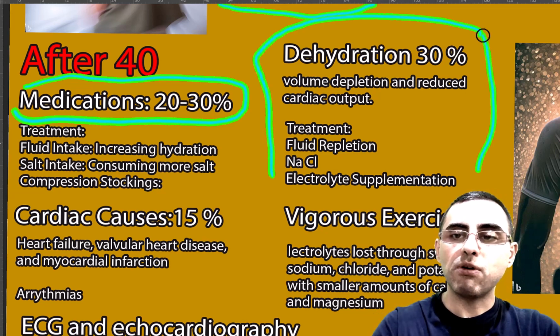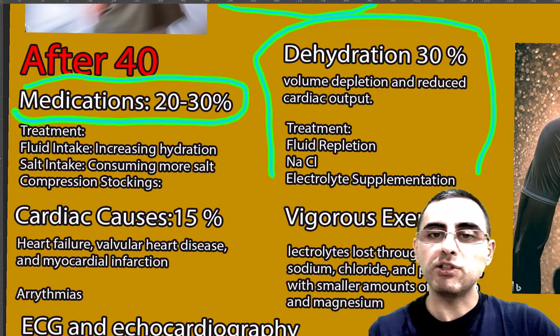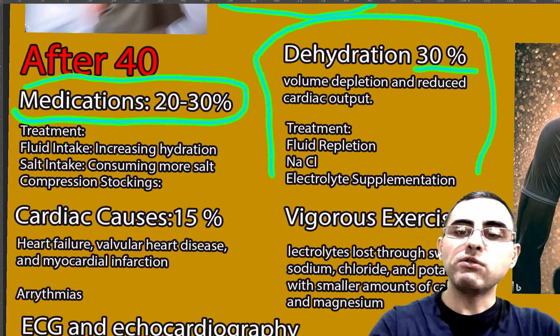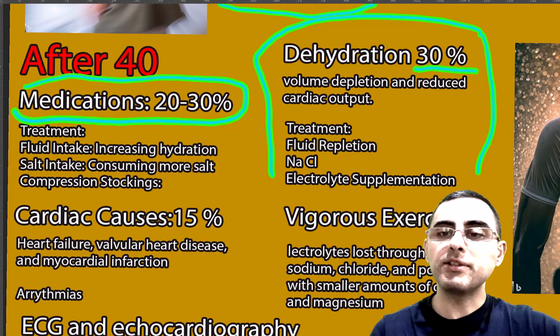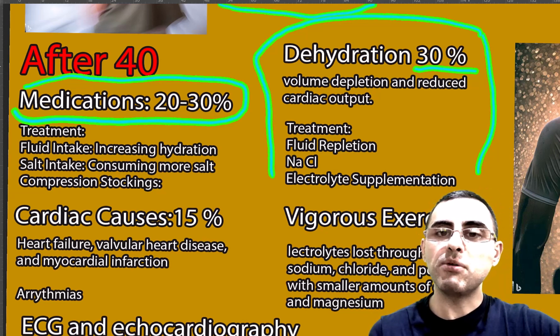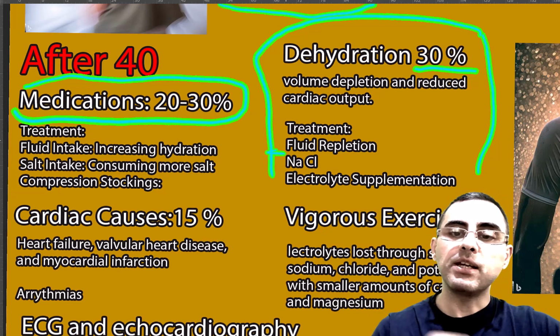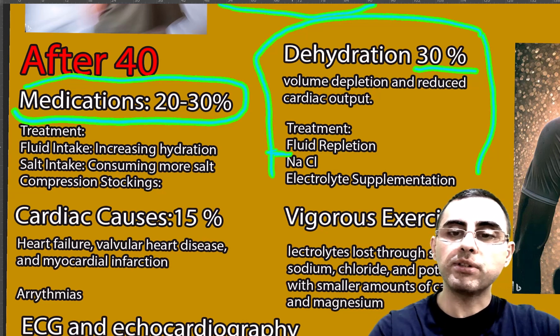Dehydration is important among younger people also. That's why it has a high percentage. Volume depletion and reduced cardiac output are the important mechanisms, and dehydration causes hypotension. The treatment is fluid repletion. Salt is also important, and electrolyte supplementation.